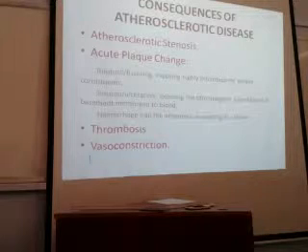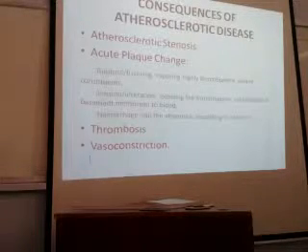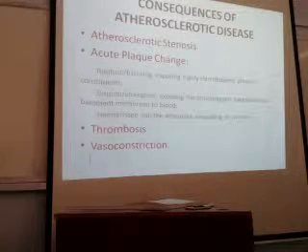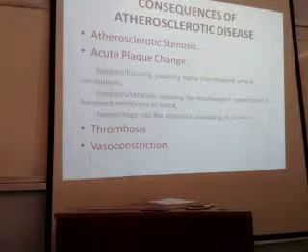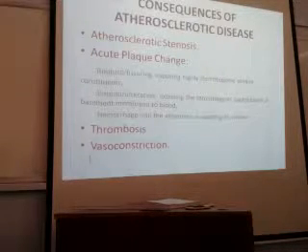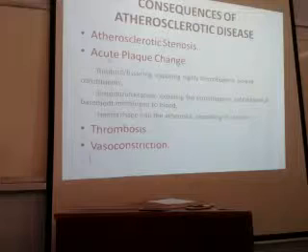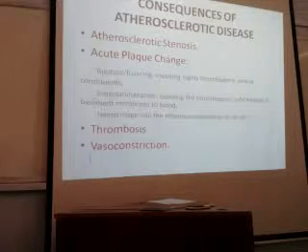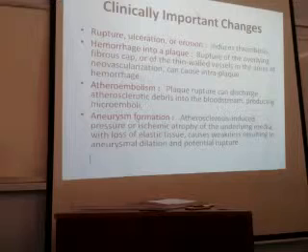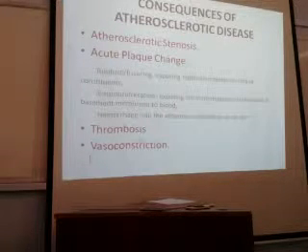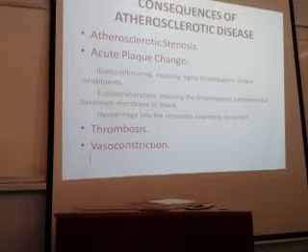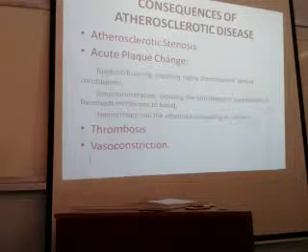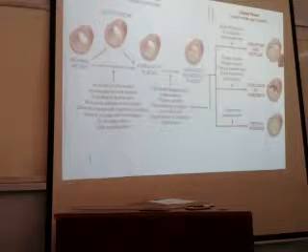Consequences. What do you mean by consequences? In other words, it is a complication. Okay, if atherosclerosis is there, what will happen? So there can be stenosis, there can be acute plaque change with rupture, fissuring, erosions, ulceration. What we have discussed, all these things. There can be thrombosis. There can be vasoconstriction. Okay, constriction and stenosis is the same. So there can be stenosis, acute plaque change, thrombosis as well as constriction.